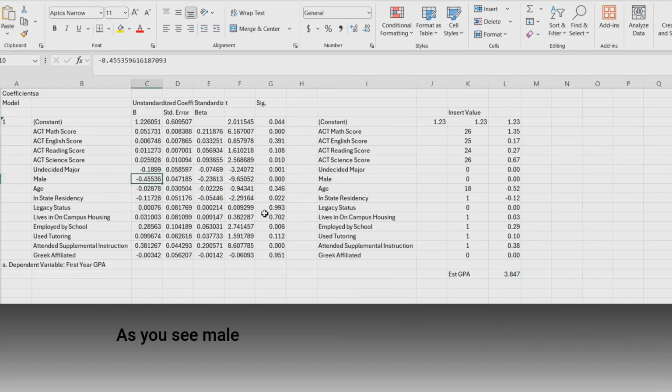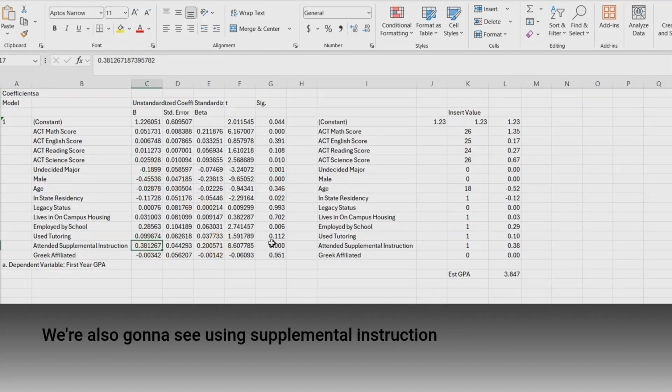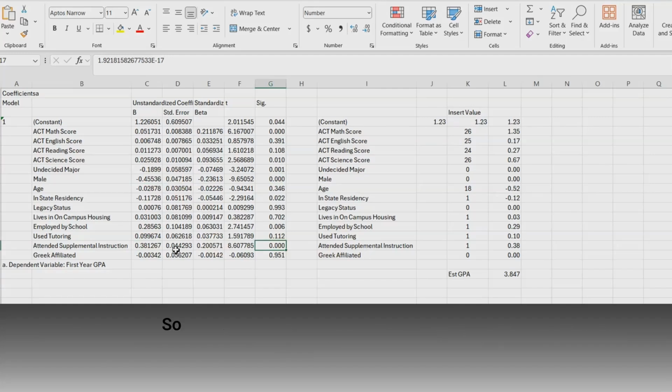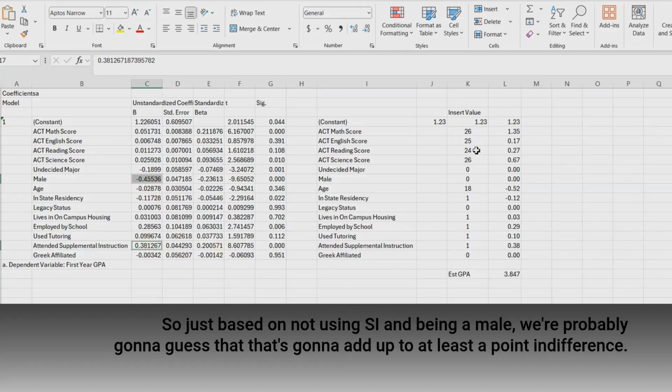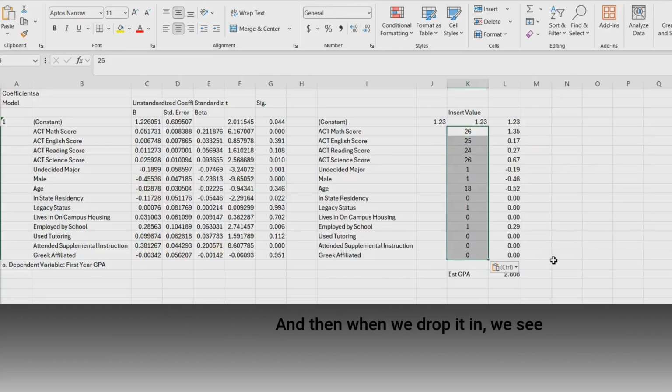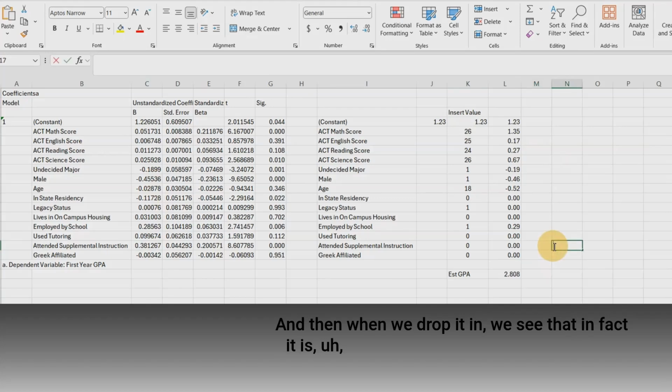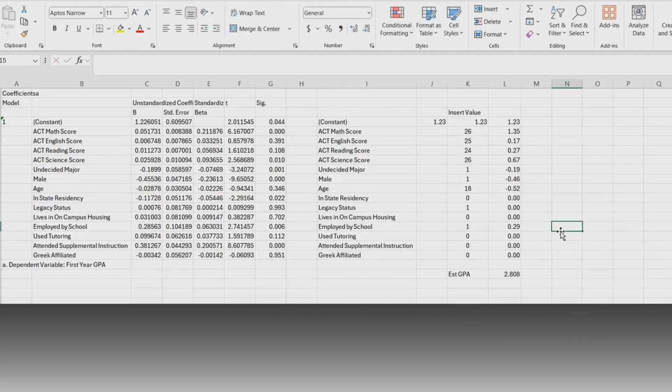As you see, male being a pretty significant factor here with a p-value well below 0.05. We know that's going to have a significant value. We're also going to see using supplemental instruction being a significant value. So just based on not using SI and being a male, we're probably going to guess that that's going to add up to at least a point in difference. And then when we drop it in, we see that in fact it is. That predicted GPA of a male student of this type with this kind of blend would be a 2.8.